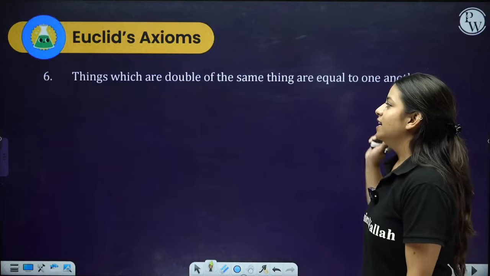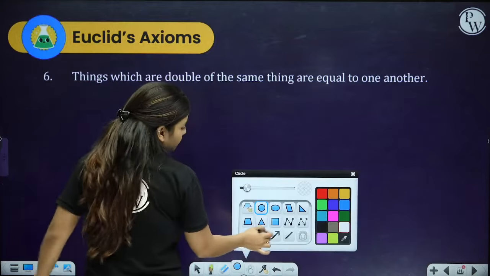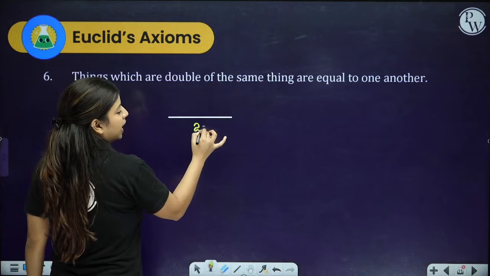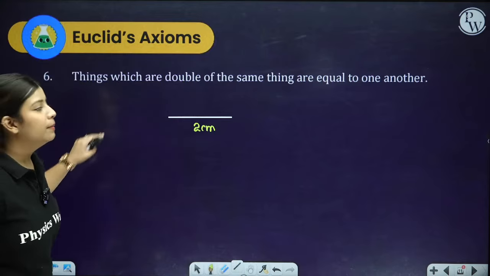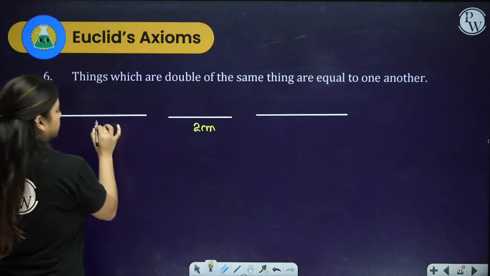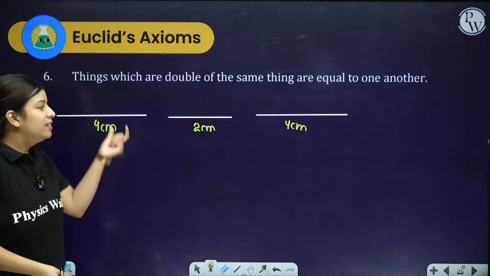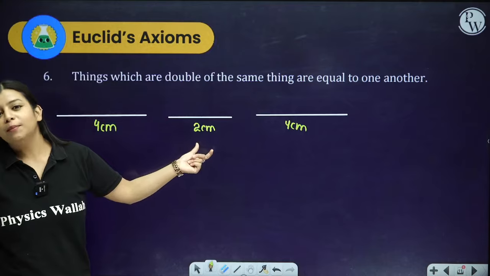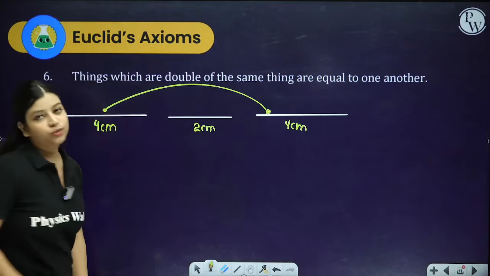Clear? Next, things which are double of the same thing are equal to one another. For example, if I draw a line of 2 centimeter. Now what is the double? If I draw a double of it, let's say 4 centimeter, and this one is also 4 centimeter. So what I can say is that this line is double of this and this line is also double of this. So we can say that this line is equivalent to this line.